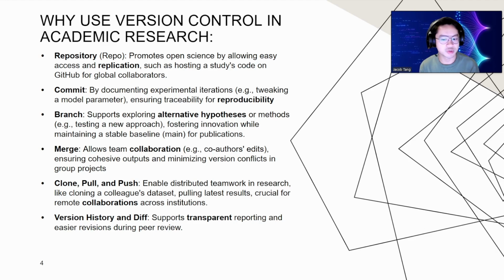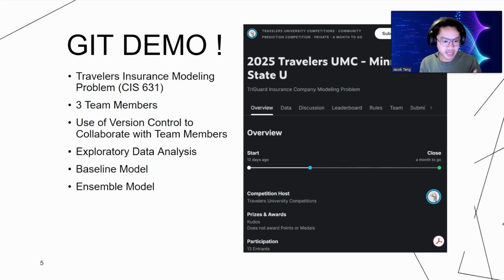Merging similarly allows team to collaborate and merge into a final cohesive product. Clone, pull, and push. This basically enables distributed teamwork. So you could have a team across multiple geographical locations, and all of them can be working on the same code base. Finally, version history and diff. This supports transparency in the research because as an external party, we can see all changes made to the code or the data. Now let's move on to the fun part, a Git demo.